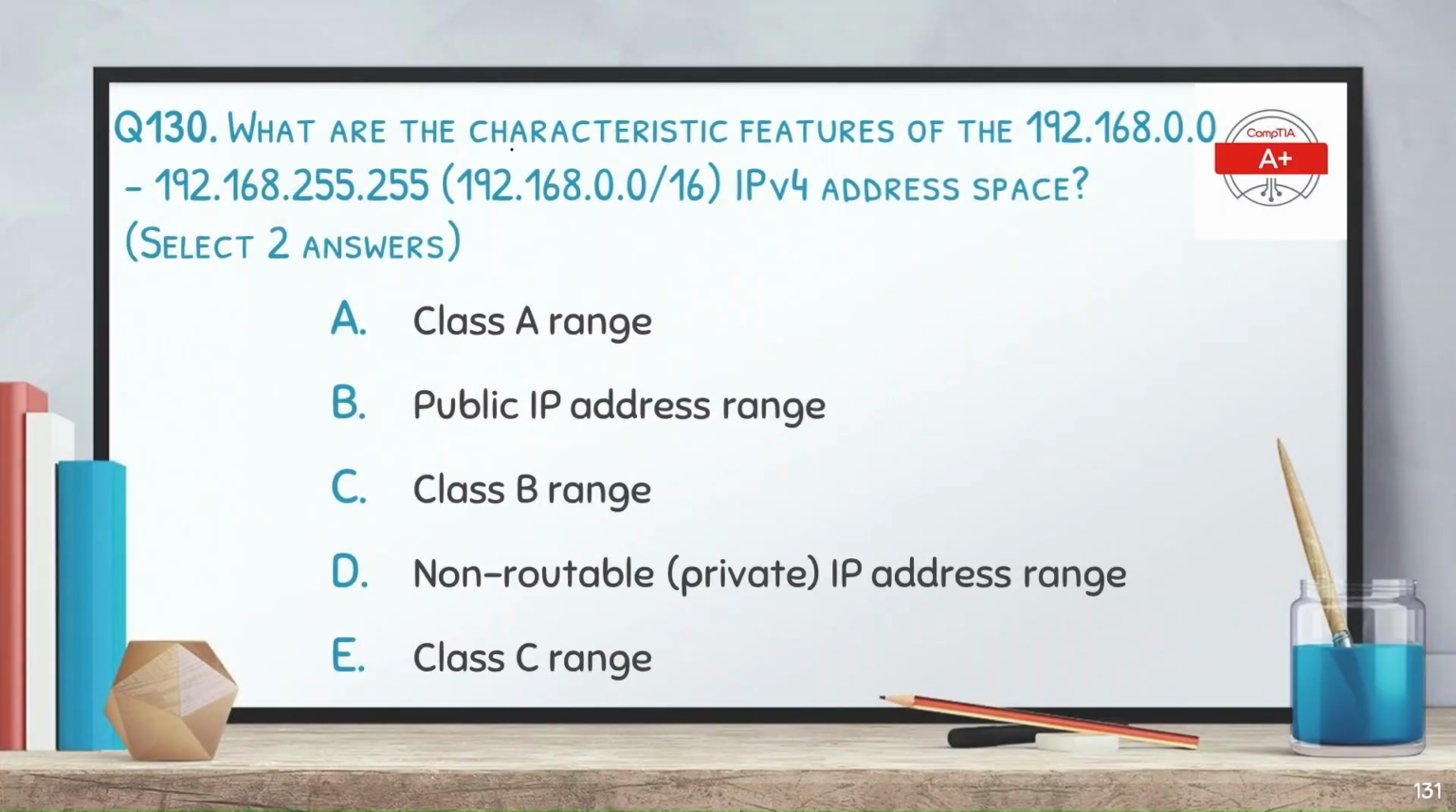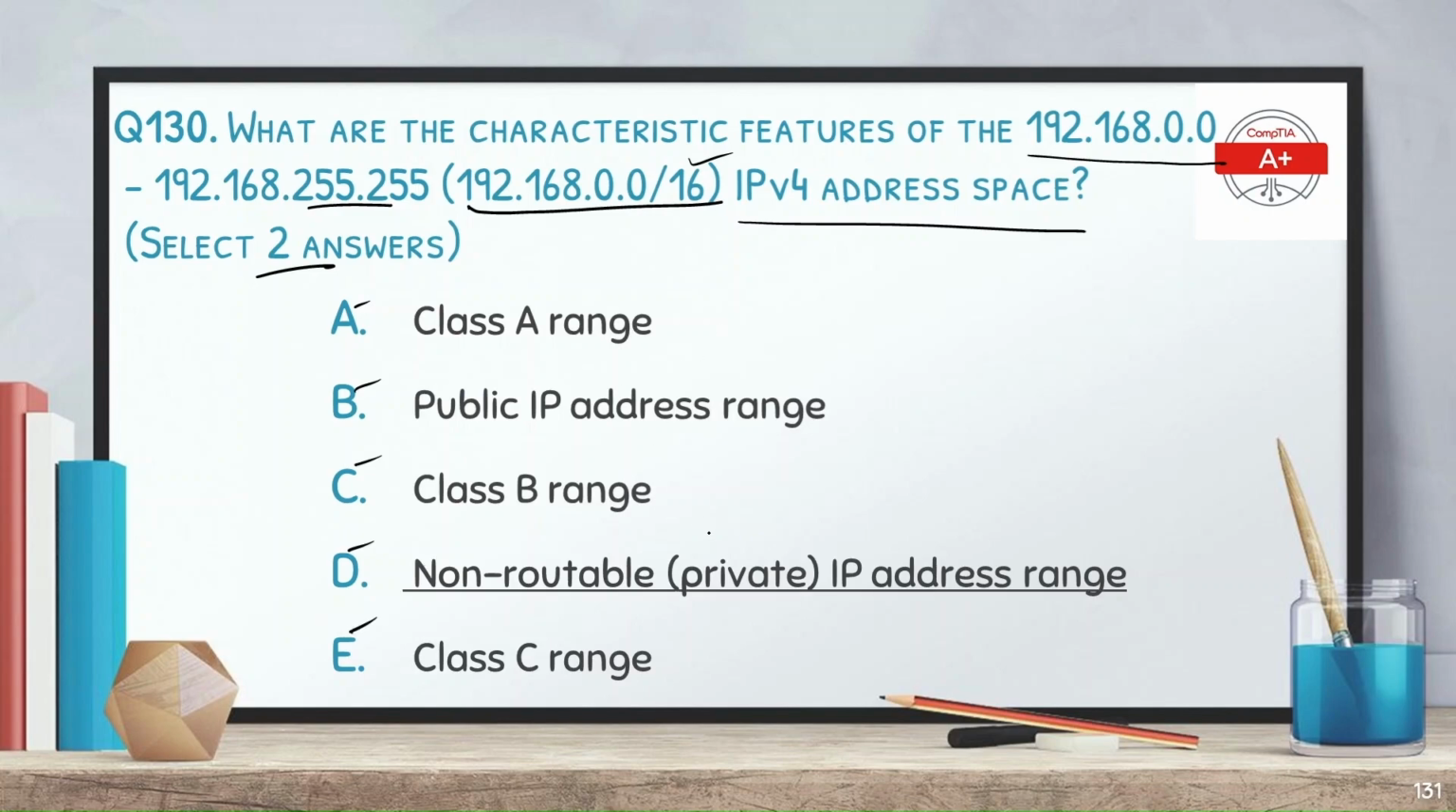Question number 130 is that what are the characteristic features of the 192.168.0.0-192.168.255.255 or 192.168.0.0/16 IP version 4 address space? Select two answers, and the options are A, class A range, B, public IP address range, C, class B range, D, non-routable private IP address range, and E, class C range. And the correct options are that this is non-routable private IP address range, and this range belongs to class C.